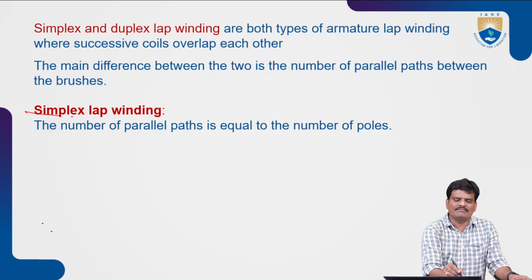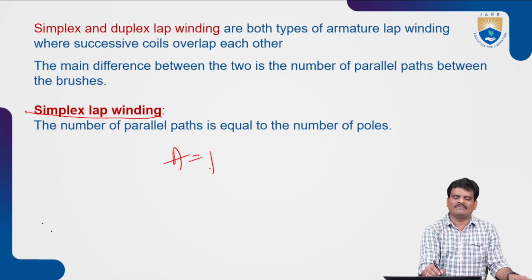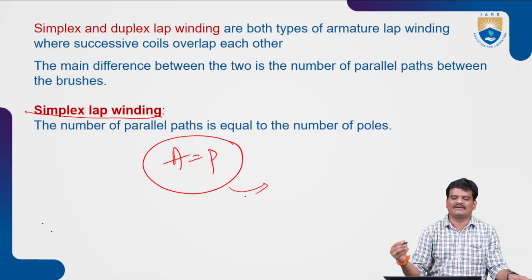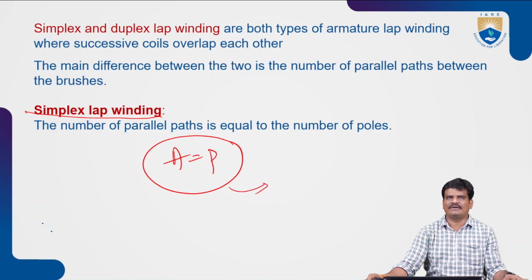So if it is a simplex lap winding, the number of parallel paths will be equal to the number of poles. That is, the normal lap winding can also be considered as a simplex lap winding here. Why? Because we have come across the lap winding definition: always the number of armature parallel paths will be equal to the number of poles of a given machine.